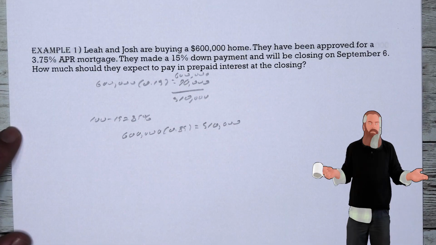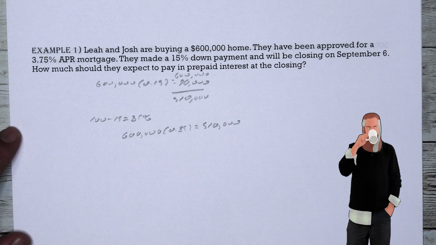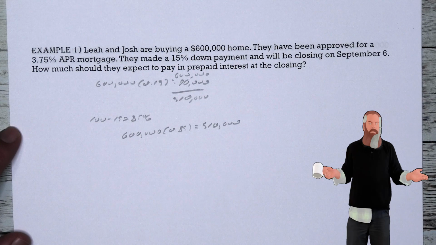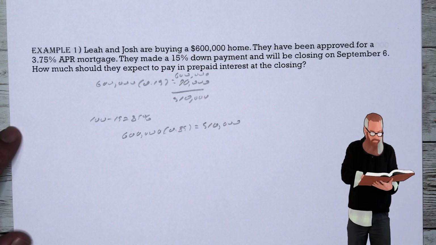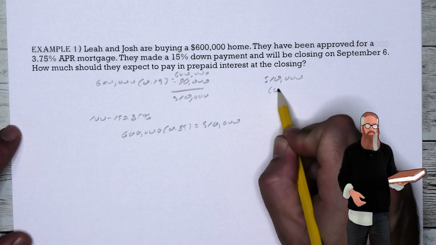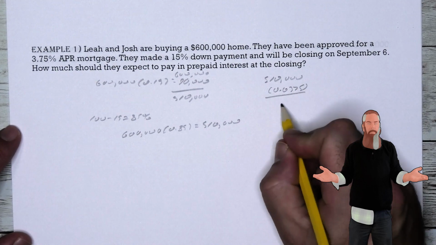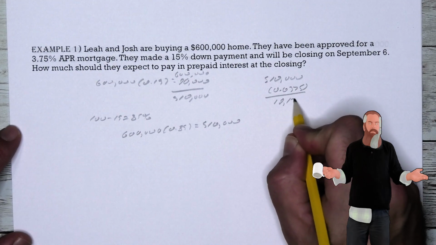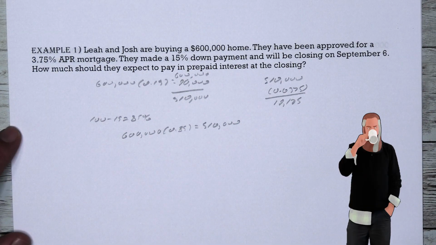Josh and Leah's first mortgage payment will be due on October 1st. At the time they prepay the interest from September 7th to September 30th, for a total of 24 days, the amount of prepaid interest is calculated as follows. $510,000 times 0.0375. That's going to give us $19,125. So there's $19,125 in annual interest on this loan.